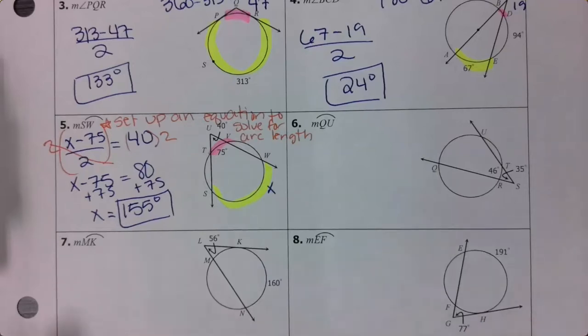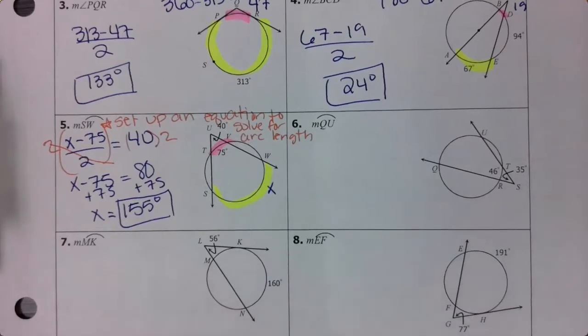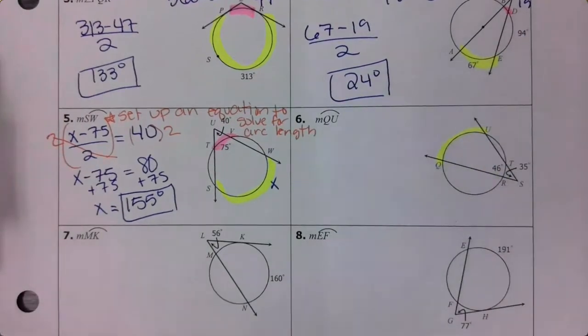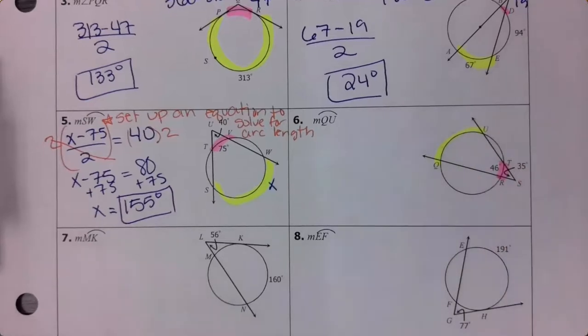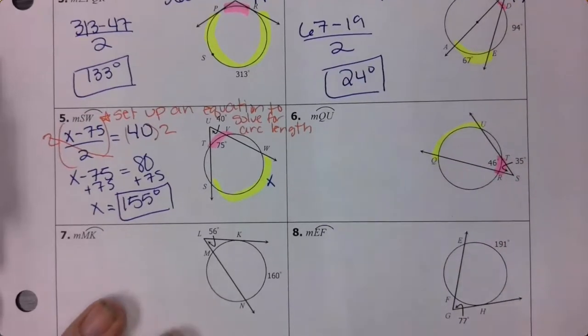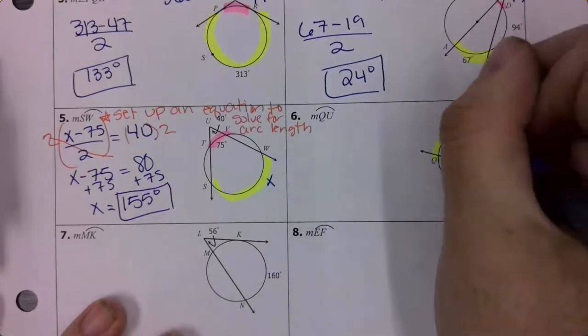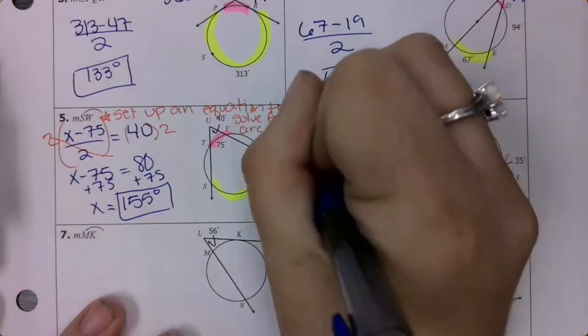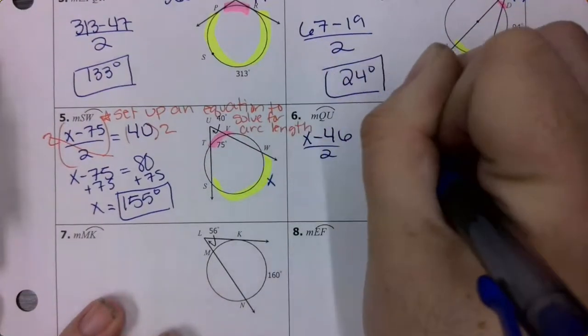Okay. So same idea on number 6. I'm looking for this arc length. I know the inner arc length and the angle measure it equals. So I'm going to make this my x. I'm going to have (x minus 46) divided by 2 equals 35.